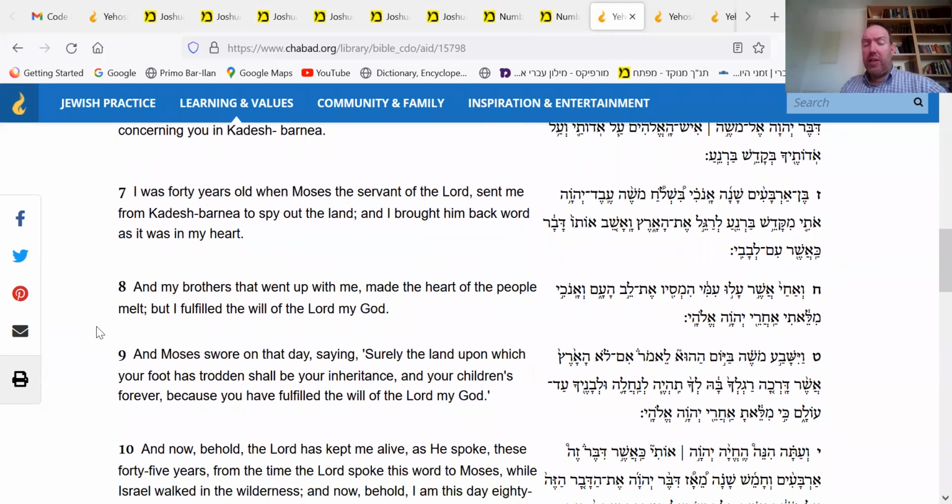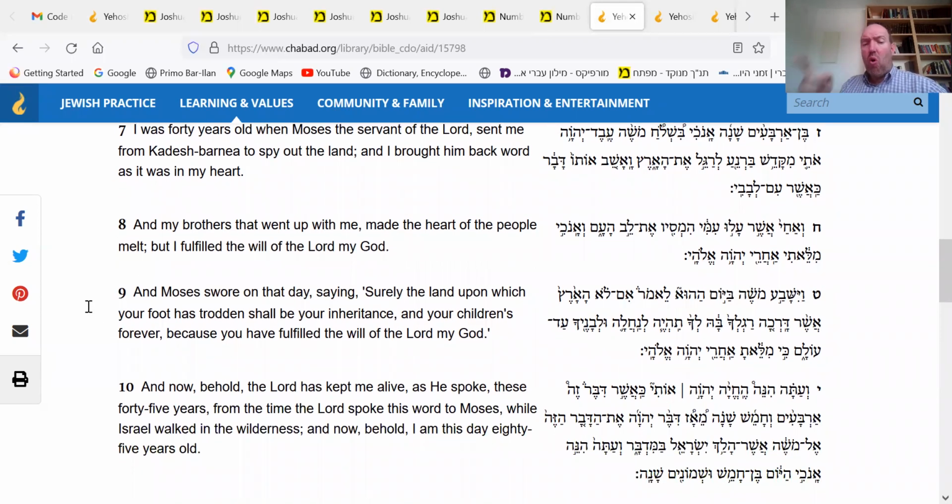"And my brothers that went up with me made the heart of the people melt. But I fulfilled the will of the Lord my God." So we see the contrast, right? I did as my heart, in contrast to the other spies that made the hearts of the people melt. I fulfilled the will of the Lord my God. That's going to be a key term here, fulfilling the will of the Lord.